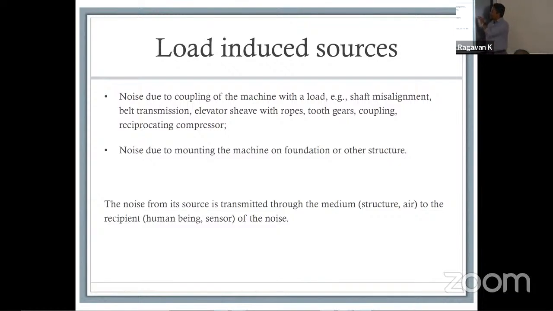First, the noise because of the coupling, like I said, you can have that because of shaft misalignment. You can have belt transmission, elevator sheaves with ropes. You can have tooth gears, coupling, reciprocating compressor. All of these can lead to sounds that you can hear. Mechanical sound. You can also have an issue with the mounting. If you have ever looked at a car and you have an alternator or something and you have a motor mount that's off, you mount it and there is a vibration and the motor adds to that vibration. Now you will get additional noise that comes from your system.